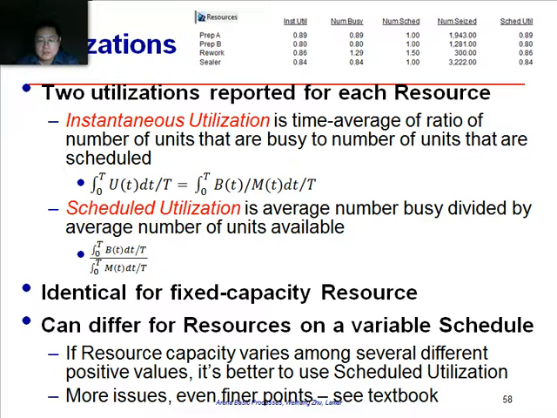Let's check the resources report. We see that there is instantaneous utilization and scheduled utilization. The difference between these 2 utilizations can be better explained with their formulas. Scheduled utilization should be used when the resource capacity varies.